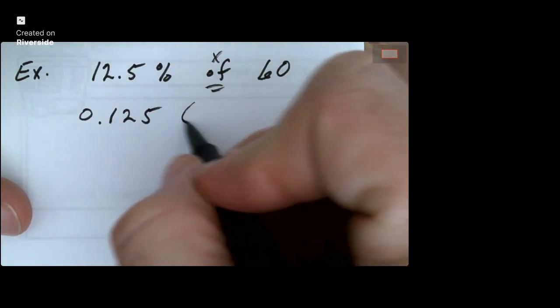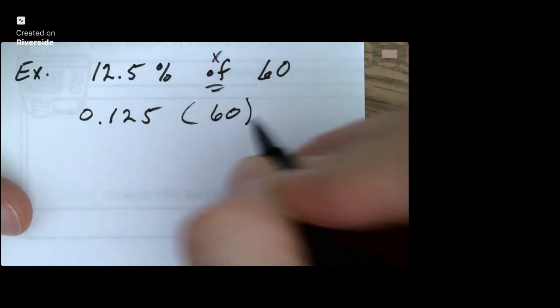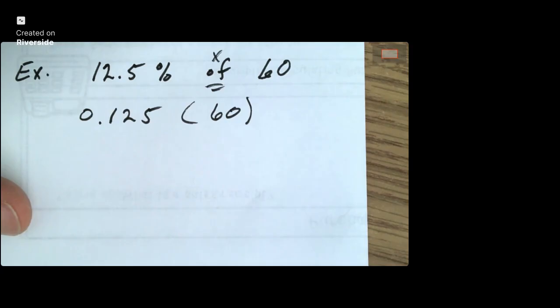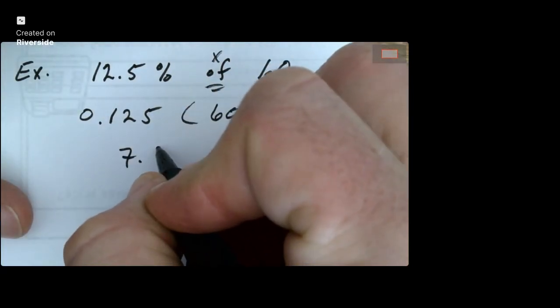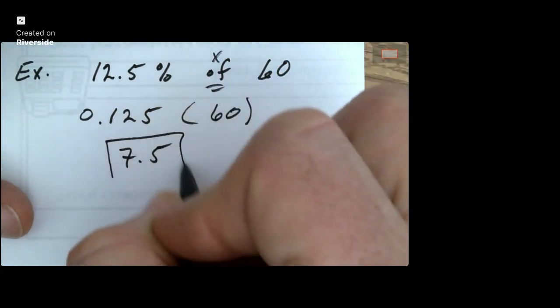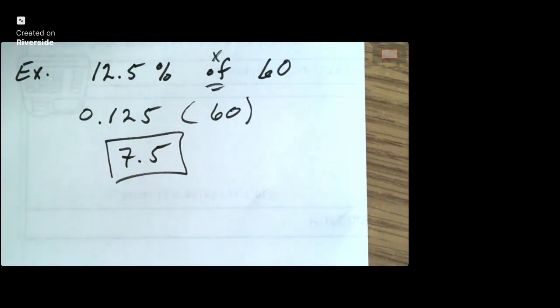Same number. Of times 60. So there we go. Our calculation is going to turn out to be 0.125 times the number 60 gives us the answer 7.5. So there we go. Working with percentages is not too scary. You just have to learn a few tricks and how to deal with them. So there you go. Hope that helps.